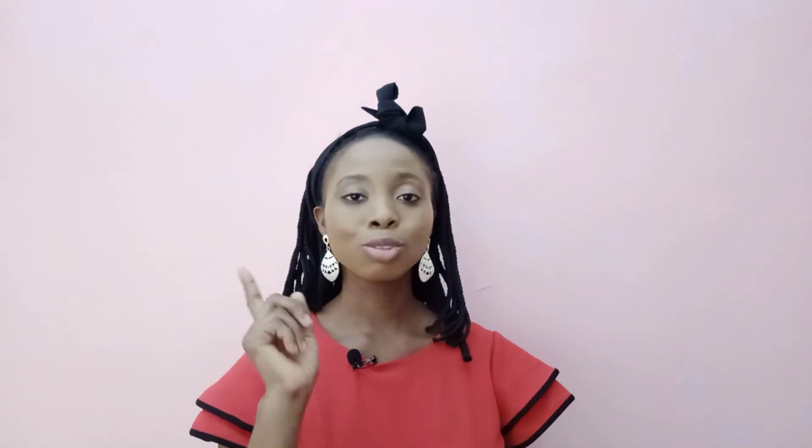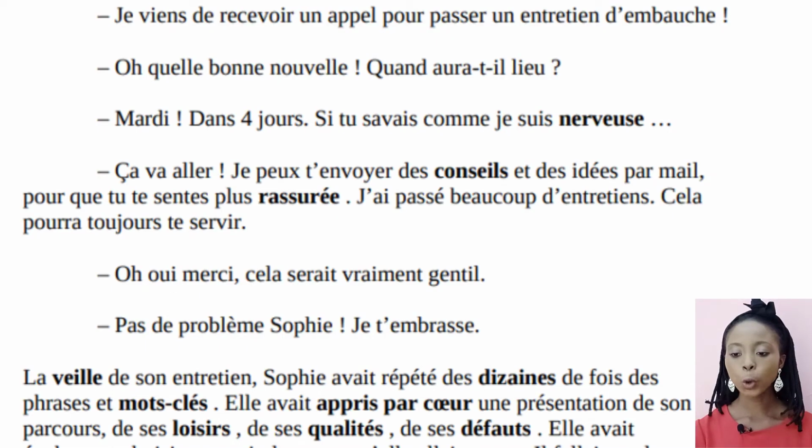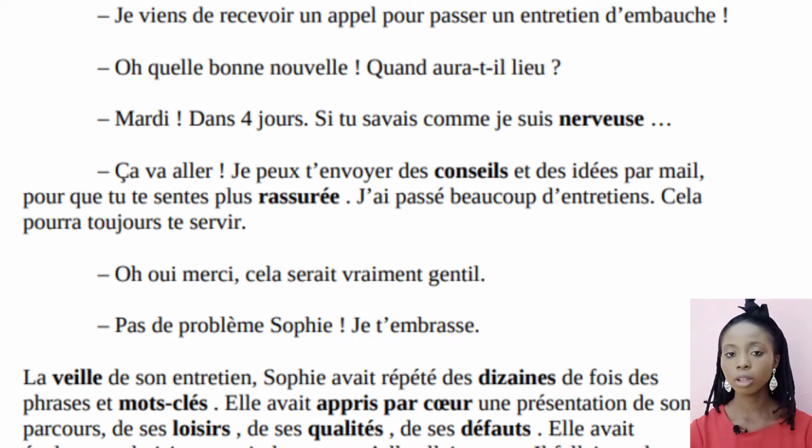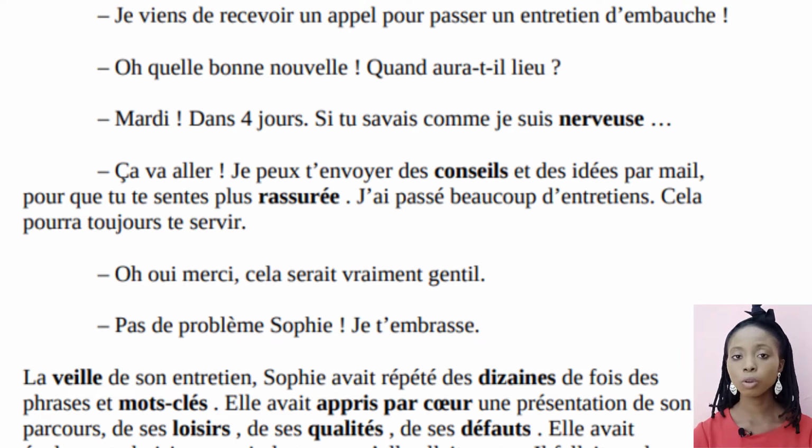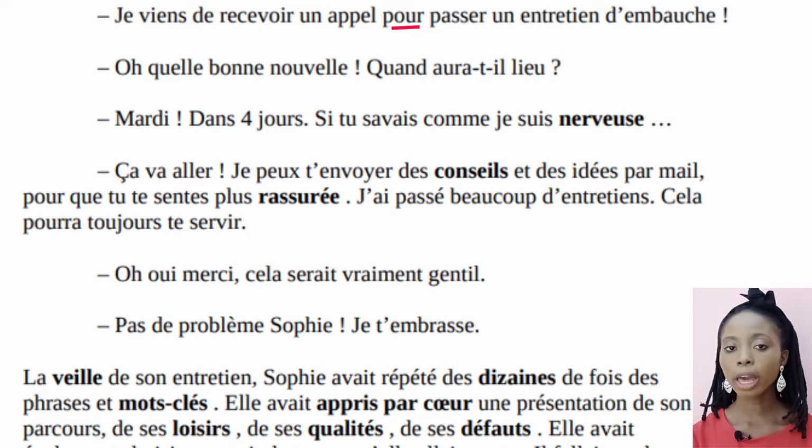Okay, so now let's start today's reading. Je viens de recevoir. Just like I said, if you can't pronounce a long word together, you break it down into syllables. We have: je viens de recevoir un appel pour passer un entretien d'embauche. We said we'll be looking at OU, which is the OU sound. Je viens de recevoir un appel pour passer un entretien d'embauche. Oh, quelle bonne nouvelle! And so that is our first word for today. We have our OU, which gives the sound OU.